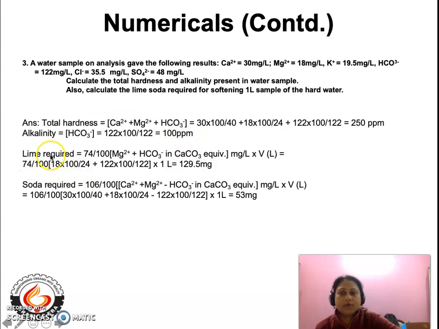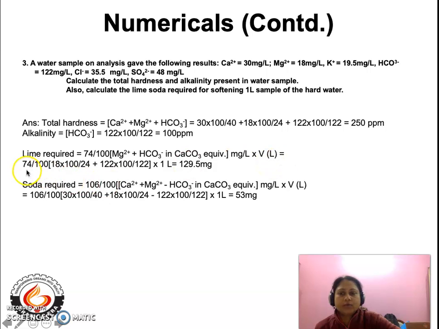So now let us see how much amount of lime is required. So lime required is the molecular weight of the lime divided by molecular weight of the calcium carbonate, and the hardness is because of the magnesium ions and the bicarbonate ions. So we have to convert into calcium carbonate equivalent. Now in the case of magnesium ions we require lime, and in the case of bicarbonate ions we require lime. So that into the volume of the treated water.